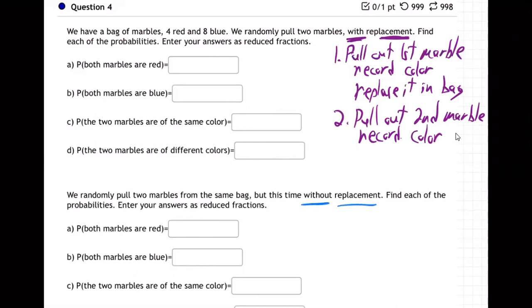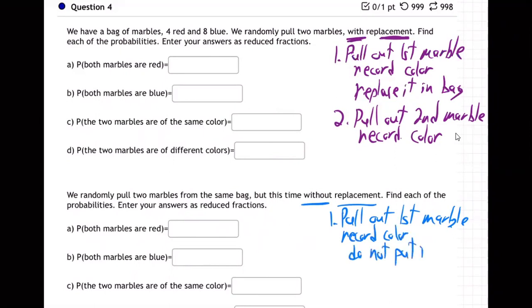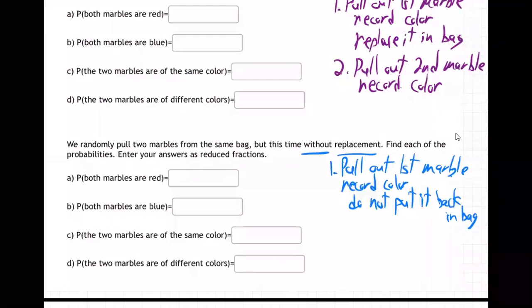Whereas down here, it's without replacement. So that means step 1, pull out the first marble, record its color. Do not put it back in the bag. Step 2, pull out the second marble and record the color.